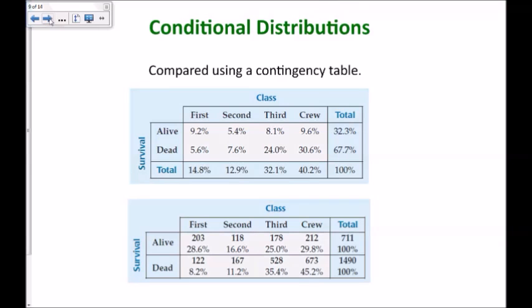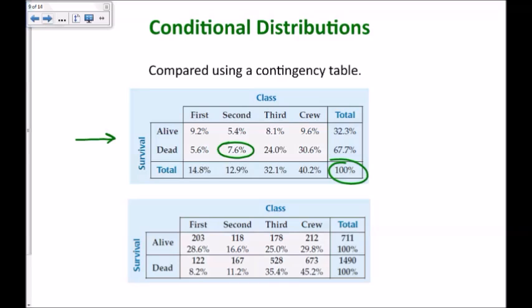Now, there are several ways to look at conditional distributions, conditional based on some requirement. This top contingency table is looking at a percent of the total. So of the total people on the Titanic, only 5.4% of them were second class passengers who lived, and only 7.6% were second class passengers who died. This would be very useful if you're trying to compare different standings based on living or dying.